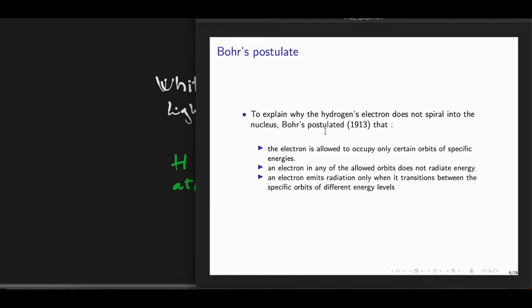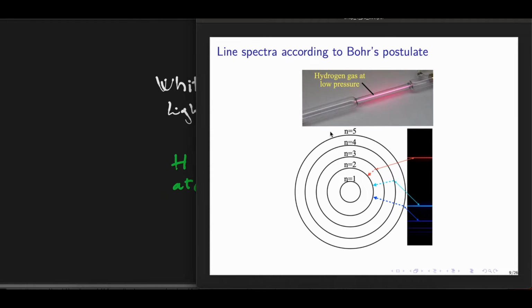introduced these important postulates, which say that the electron is allowed to occupy only certain orbits of specific energies. So the electron is not allowed to emit energy while in an orbit, and the electron emits radiation only when it transitions between the different orbits of different energy levels. To understand this postulate better, we'll talk about this experiment where the hydrogen gas emits radiation when it is energized.